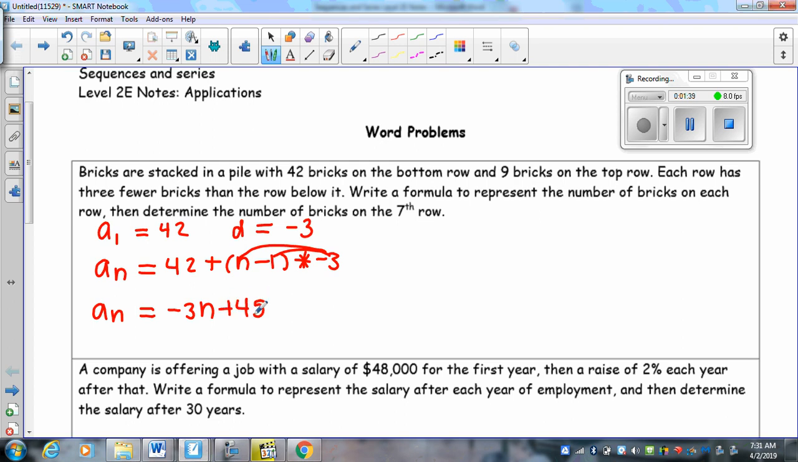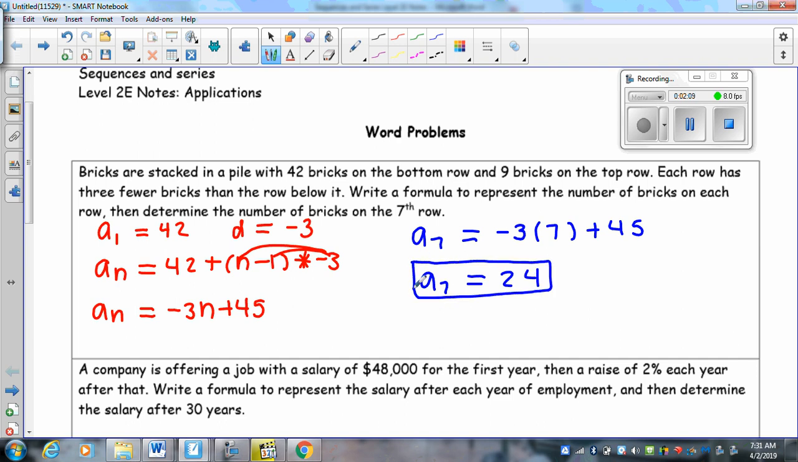So here's my formula. Now the question asks for the 7th row. So in order to find the 7th row, I'm going to plug in 7 for n. So A sub 7 would equal -3 times 7 plus 45. Okay, so that would be -21 plus 45, which gives me 24. So A sub 7 equals 24. And that is our answer. That's how many bricks will be in the 7th row.